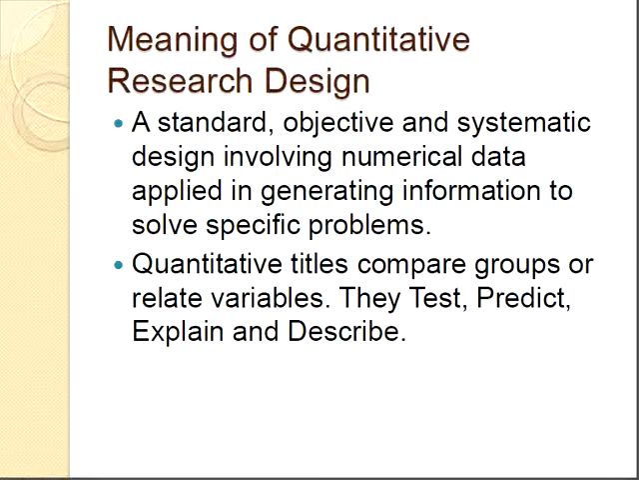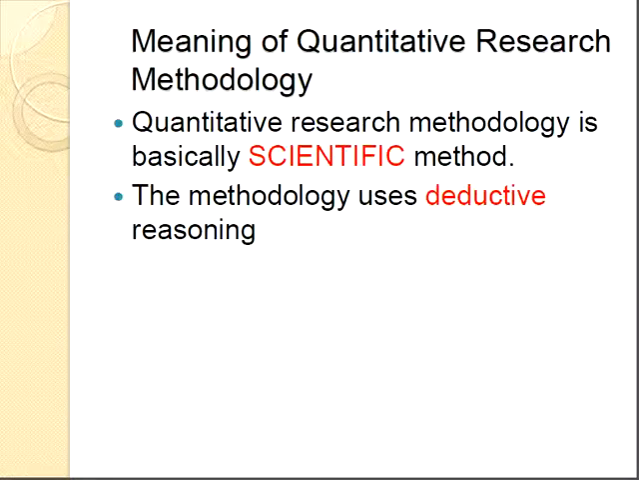Quantitative research titles actually compare groups or relate variables, simply meaning that they look into variables such as the dependent and independent variables, what kind of relationship that is found among them, and what will be the effect of such a relationship between these groups and variables. They test, they predict, they explain, and describe phenomena and their issues.